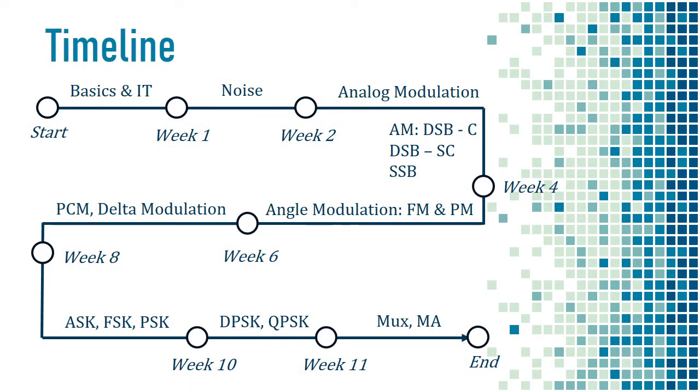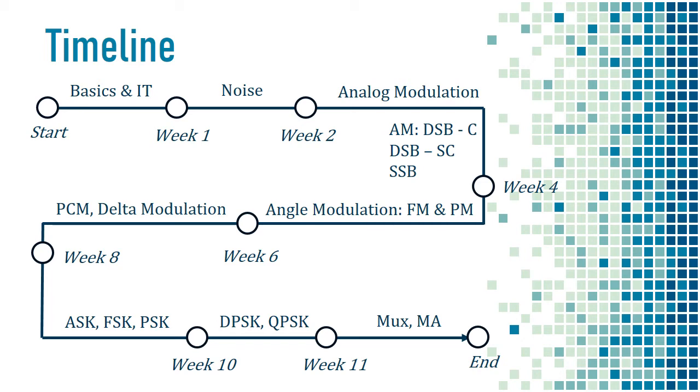Let's look at the timeline. To start off, we will discuss the basics of communication system and information theory for about a week. Then we will spend another 1 week on noise in communication systems, and then we will talk in detail about amplitude modulation techniques. It will take 2 weeks, and then another 2 weeks on angle modulation, which will contain FM and PM.